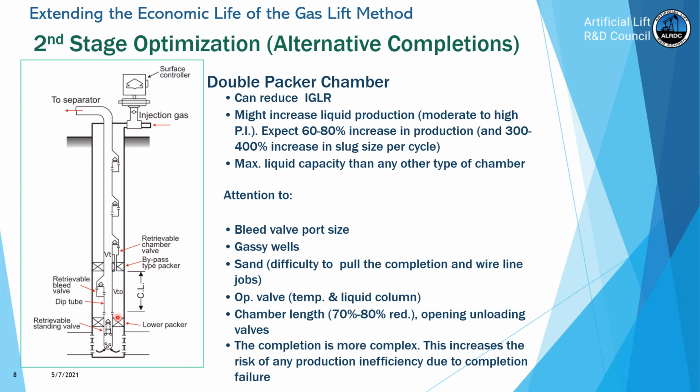At the beginning of the cycle, the operating valve, which should be here, is closed, and the entire chamber, which has an annulus volume and a dip tube, is filled with injection gas from the previous cycle. So the liquids travel from the reservoir, and they go into the dip tube through the standing valve located right here, and into the annulus through the perforated nipple, which is right above the lower packer.